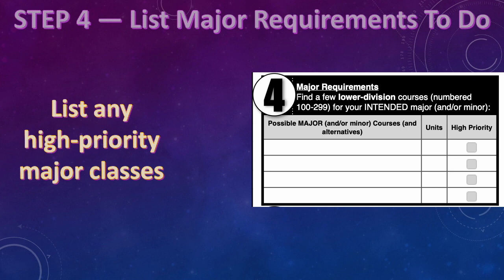Whichever method you use to locate your major requirements, list any potential major classes in the box for Step 4 of your class planner. These are likely to be high priority as well.